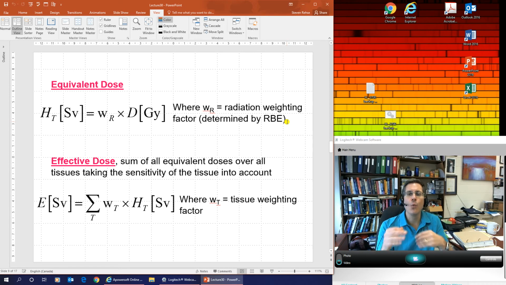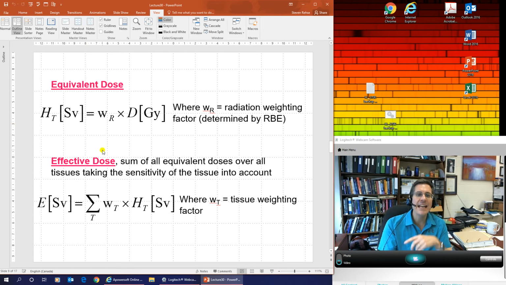Radiation weighting factor means it's what type of radiation was it. Remember, that was the whole point of equivalent dose. Radiation weighting factor, X-rays, alphas, neutrons, etc. to get some equivalent dose in sieverts. All right? So that should be clear in your head.